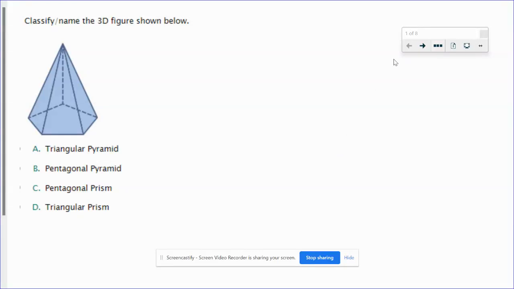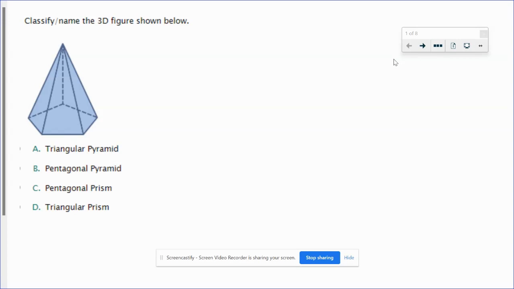In this video, we are going to make some corrections to your Topic 7 Part 2 quiz. So let's get started. The first thing we are being asked is to classify or name the 3D figure shown below. So first we need to figure out, is this a prism or a pyramid?